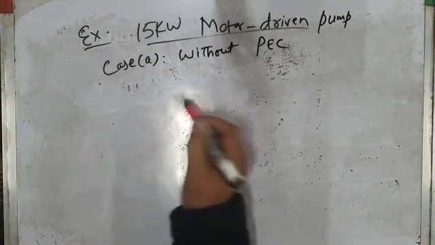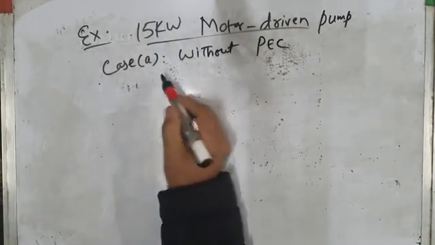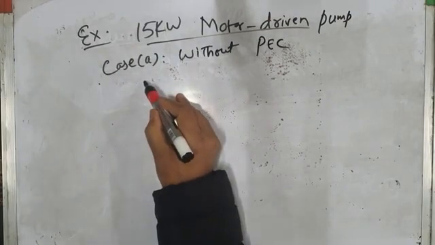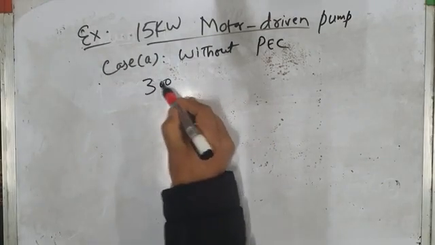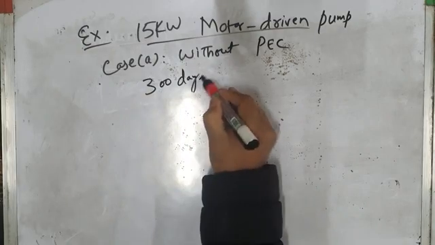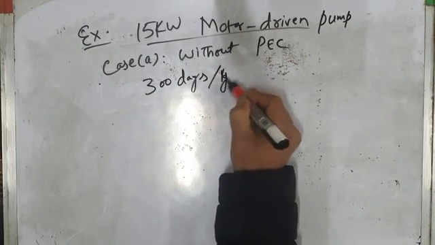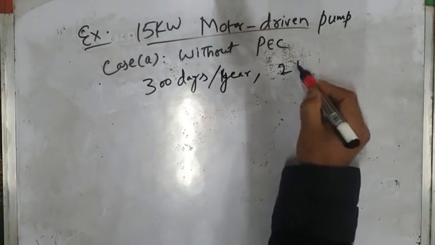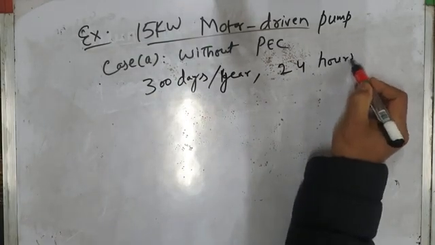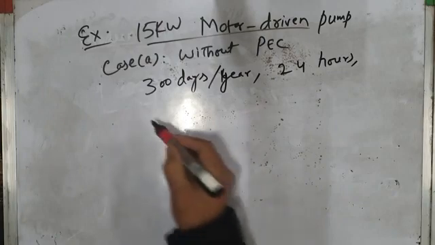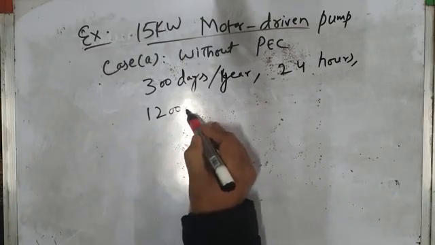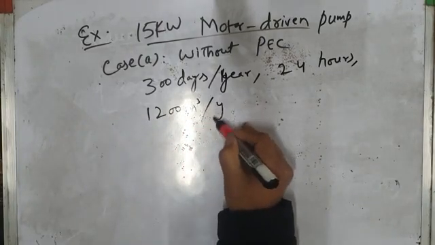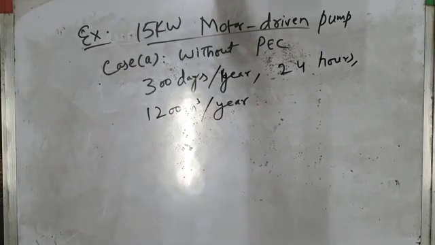Let us assume the pump runs 300 days per year. And in a day it runs for 24 hours. All the time it is on and it is pumping the water continuously. And let us assume 1200 cubic meter of water is pumped by the pump per day. Since the pump is without power electronic converter, it is a conventional motor driven pump. It's a single speed pump. It runs at the same speed.